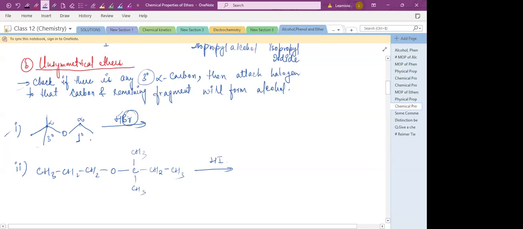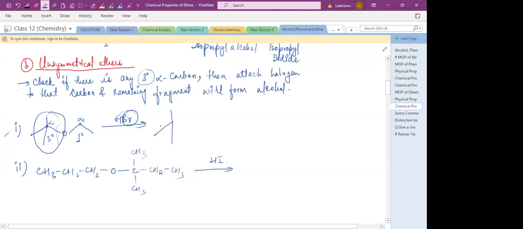And the remaining fragment will form the alcohol. Okay, so in this one, this is the tertiary one. So from here, the bond will break. और ये क्या बनाएगा आपका halogen. Yeah, इससे you have to attach the halogen 1, 2, 3.